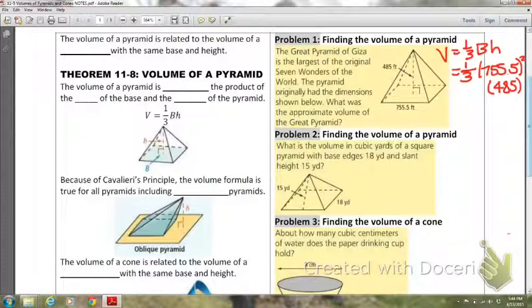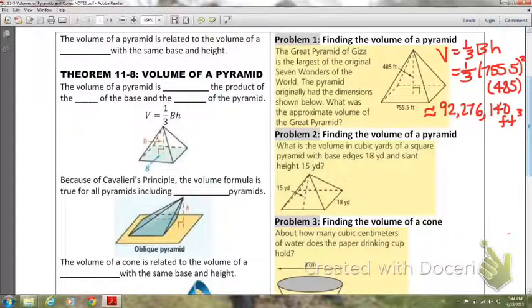So if you plug that in, you're going to get a large number. It's going to be approximately equal to 92,276,140, and that is in feet cubed for the volume.